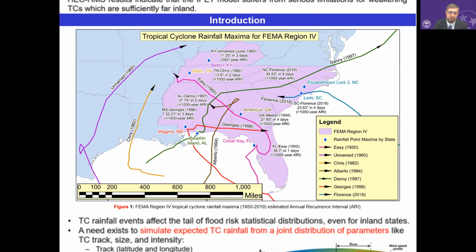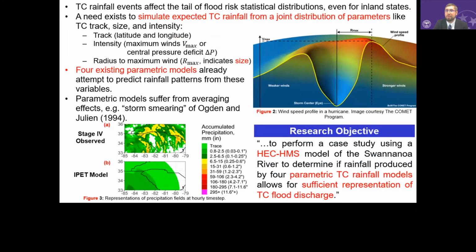the exception of Kentucky. TC rainfall events then have the potential to affect the tail of flood risk statistical distributions. And so we need to be able to simulate those from a joint distribution of parameters that govern tropical cyclone behavior: the track, size, and intensity. Four existing parametric models already attempt to predict rainfall patterns from these variables. Those are the models that were evaluated in Brackins and Kalyanapu 2020, and they simplify the very complex structure of tropical cyclone rainfall into much simpler methods.